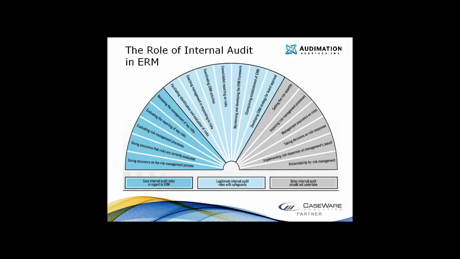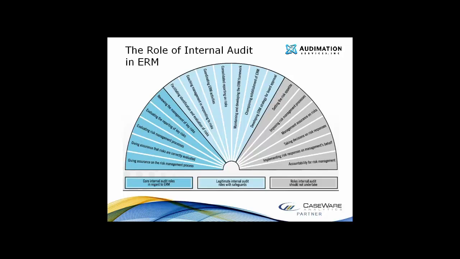And then the final thing is, I don't know, probably most of you have seen this. This is the enterprise-wide risk management. It's referred to as the FAN. And on the left side, you see that those items in kind of a darker blue are core internal audit roles in regard to ERM. The center sections are legitimate internal audit roles with safeguards. So there's some caveats that you need to understand there. And then on the right side, these are roles that internal audit should not undertake.